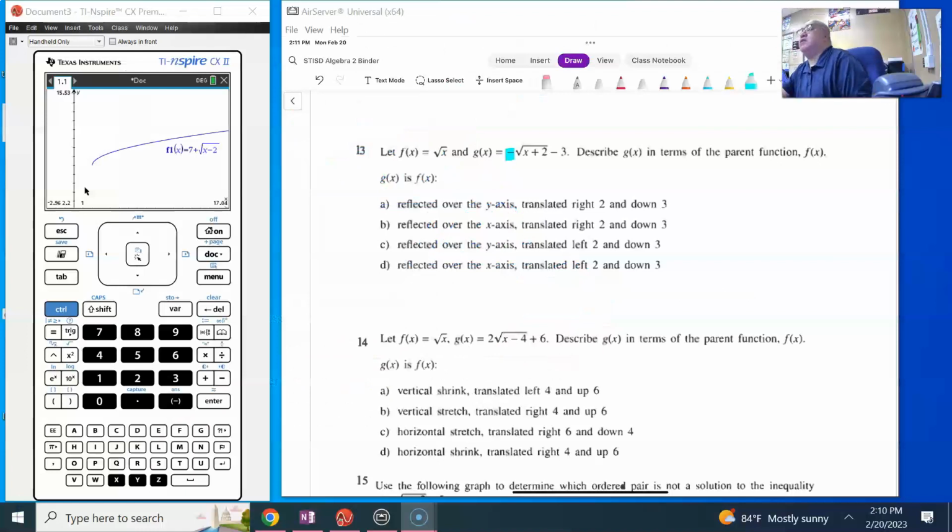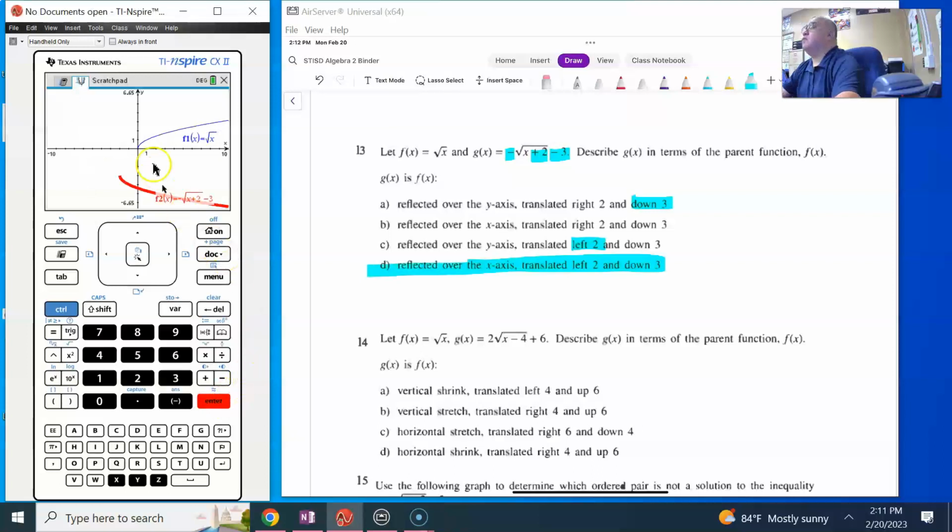The negative is going to reflect it over the x-axis. The positive 2 is going to move it to the right. I'm sorry, to the left 2 units. And minus 3 moves it down. So which one moves it down? So we go down, left 2 units, and reflect over the x. So there it is. It reflects over the x-axis and moves over to the left, and it goes down 3.